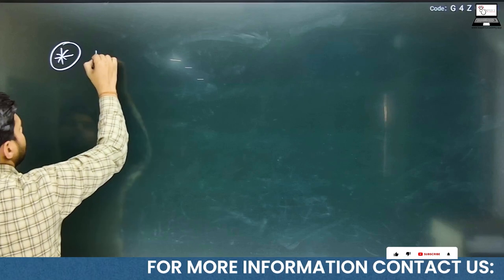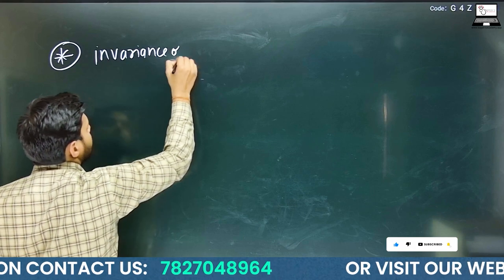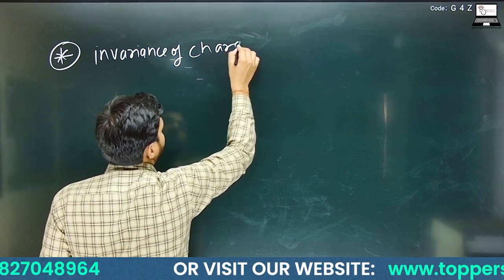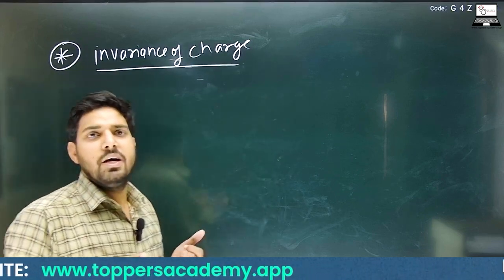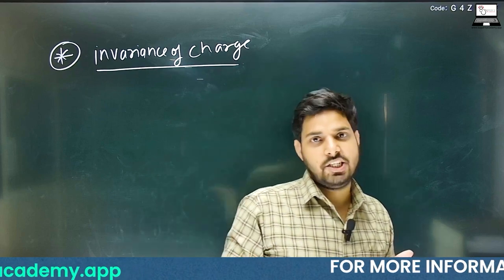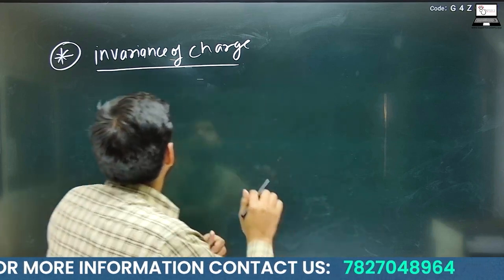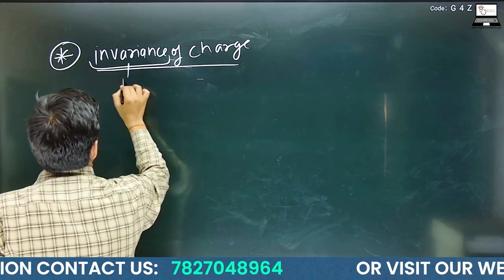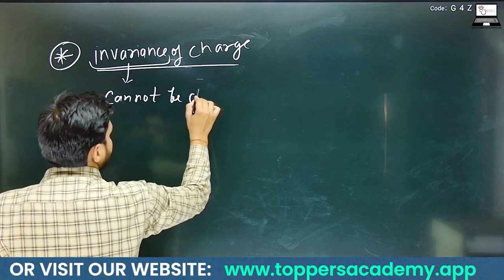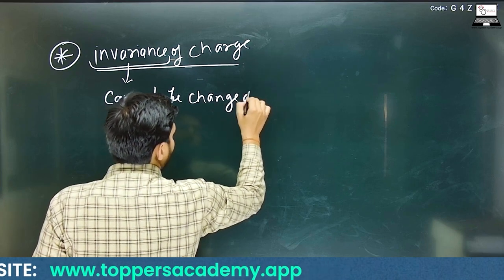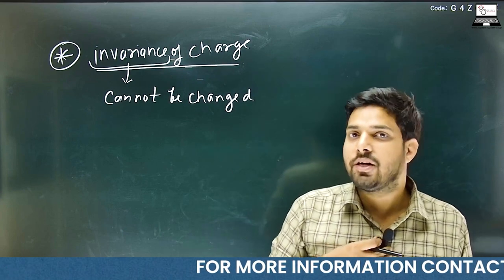here is that invariance of charge. All right, what is invariance of charge? Invariance of charge means what? Variance means something that can be changed or that can change. Invariance is just opposite of that. Invariance means cannot be changed, or you can say do not change whether there is any type of condition.